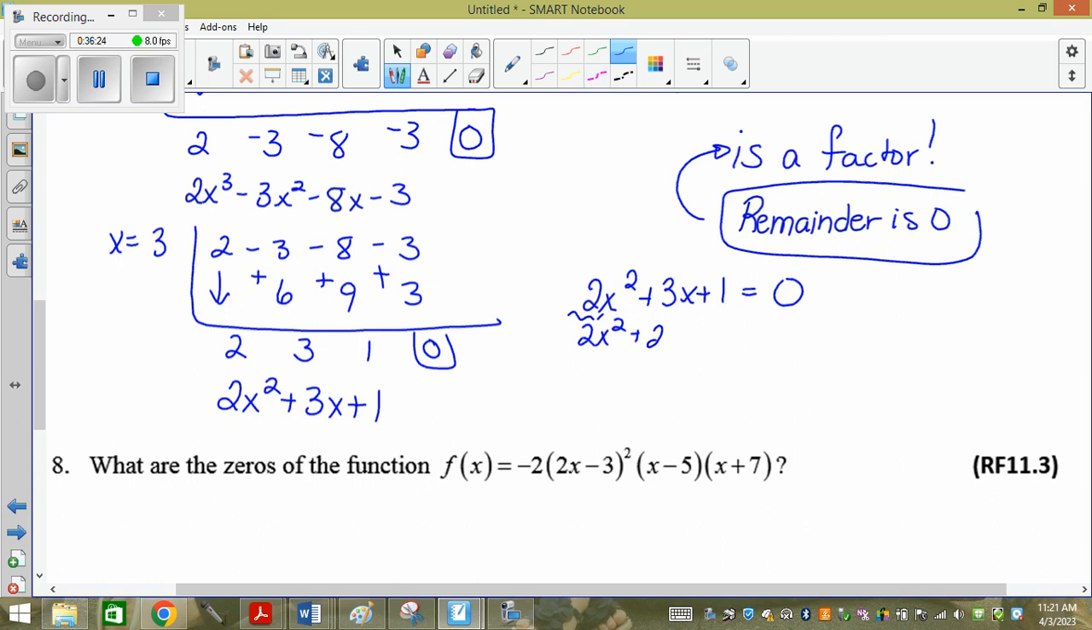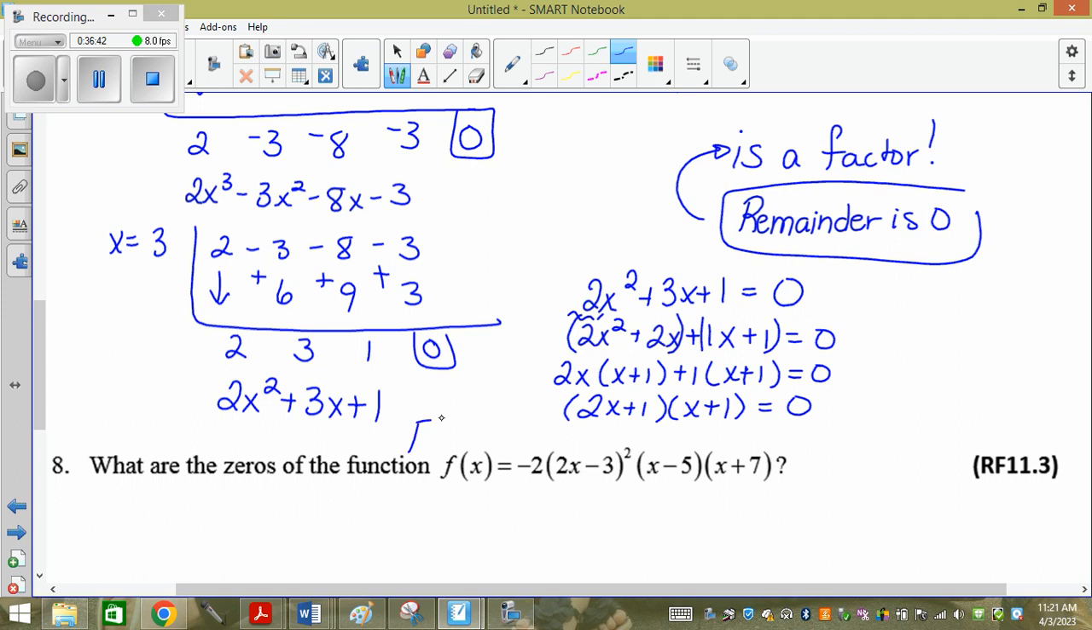2x squared plus 2x plus 1x plus 1. Group. Take out a 2x: x plus 1. Take out a plus 1: x plus 1. We get 2x plus 1, x plus 1.